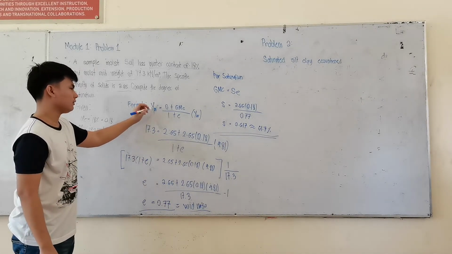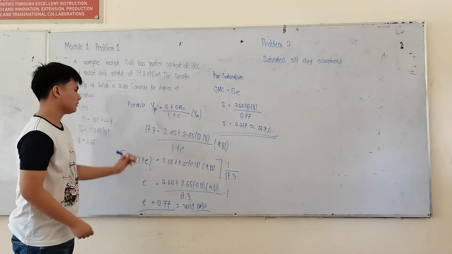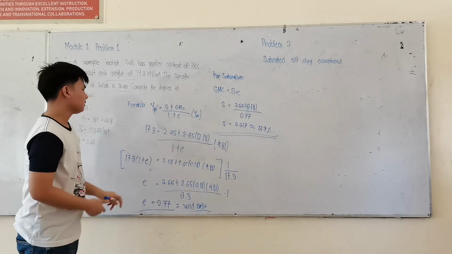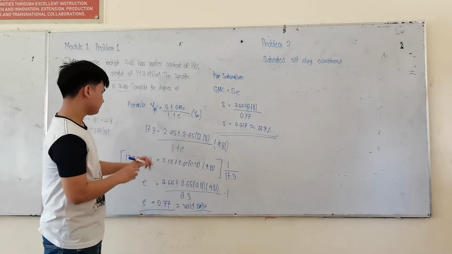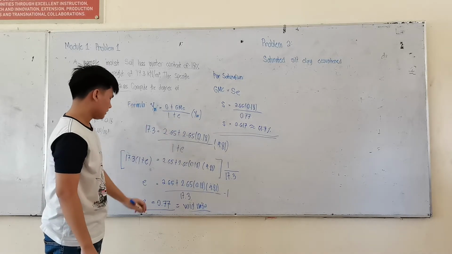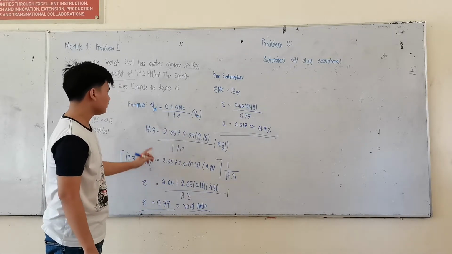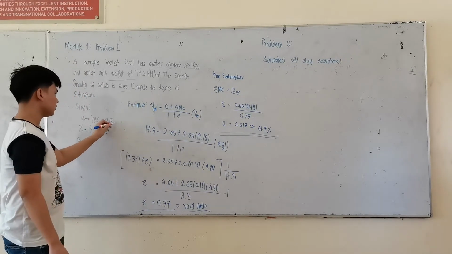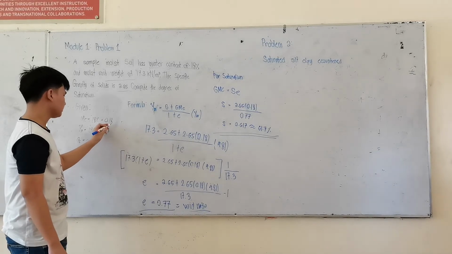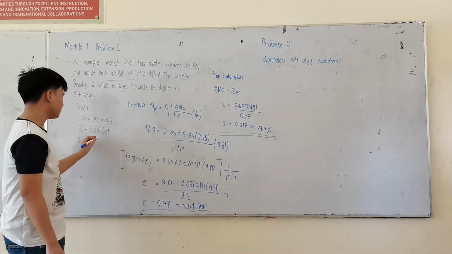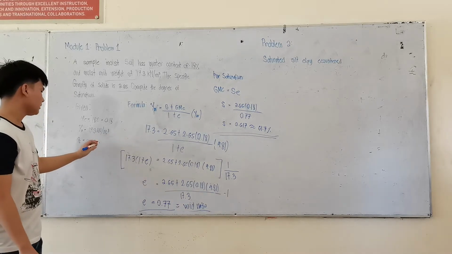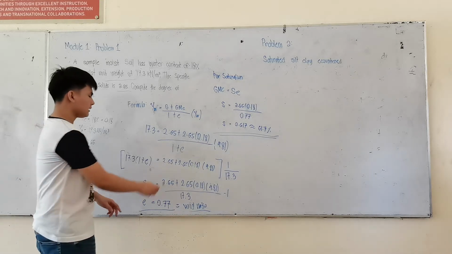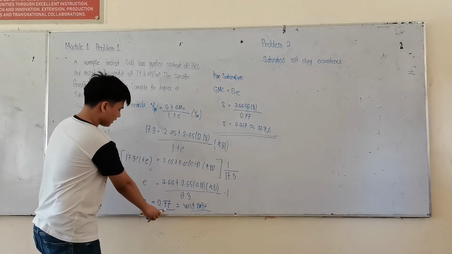Using the derived formula of moist unit weight, pwede natin ma-solve yung void ratio natin. So using this, substitute lang natin yung mga given, the 0.18, 17.3 kilonewton per meter cube, and 2.65 natin na specific gravity. When substituting this, makakuha natin yung void ratio.